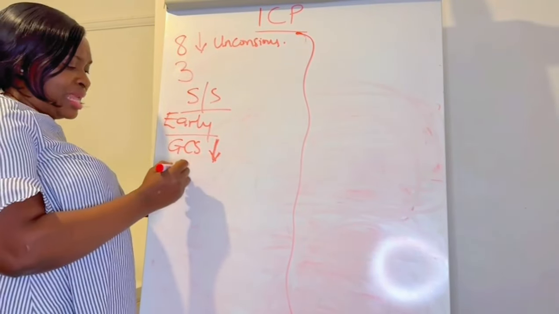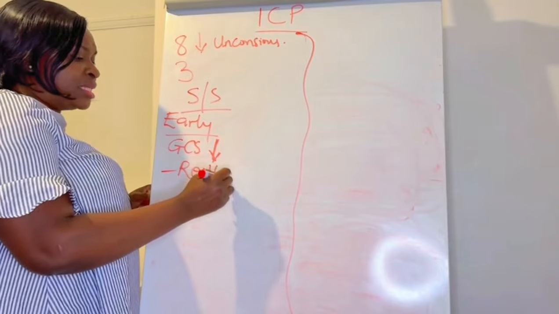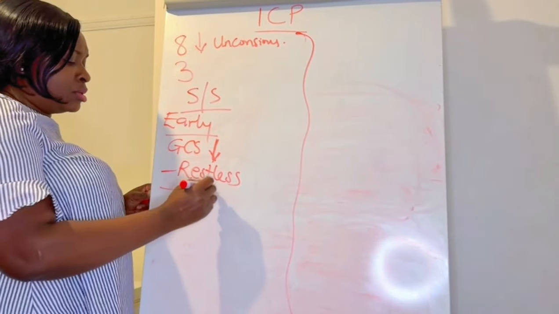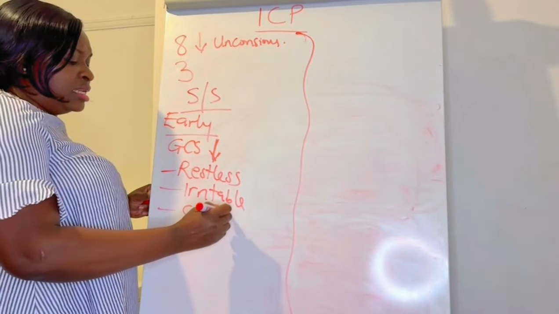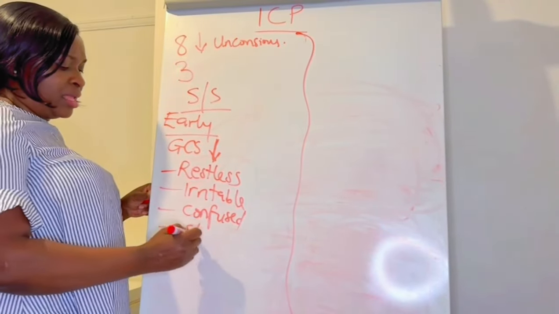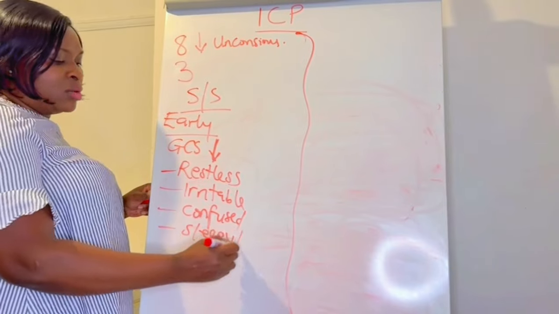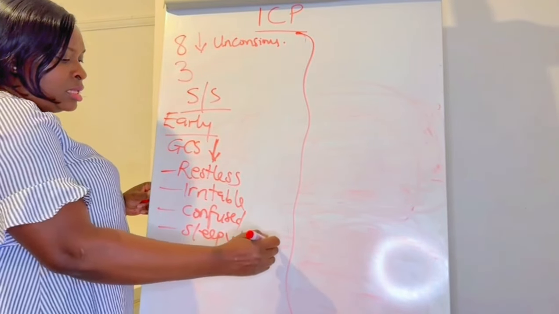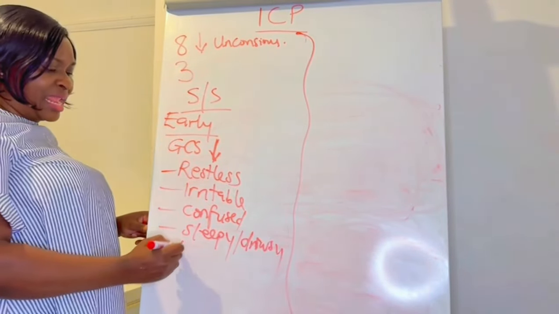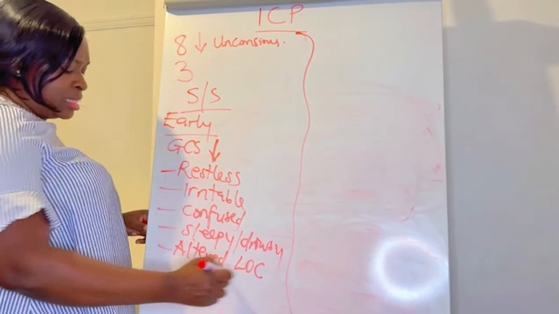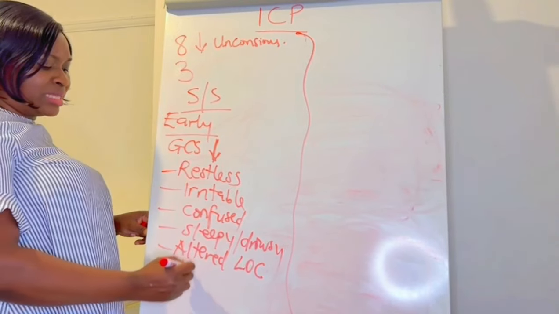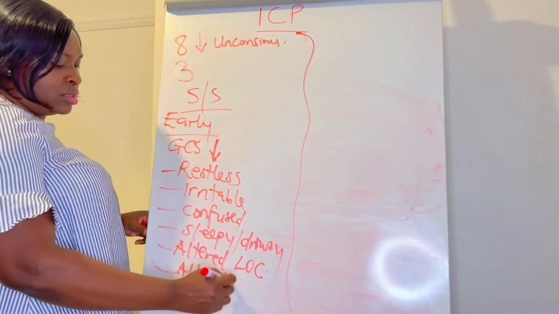It's going to be restless. It is that patient who can be irritable. It's that patient who can be confused. It is that patient who can be sleepy. It is that patient who can be drowsy. And it is that patient who will have an altered level of consciousness, can have an altered mental status.